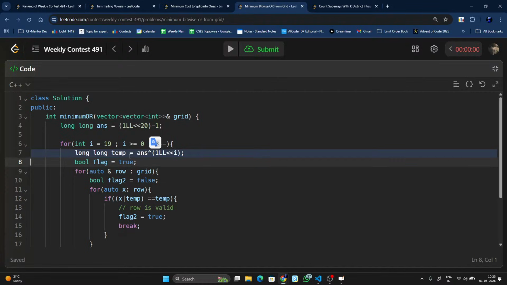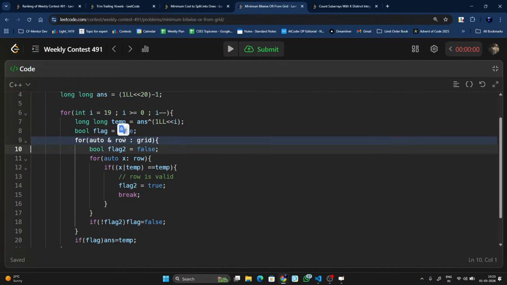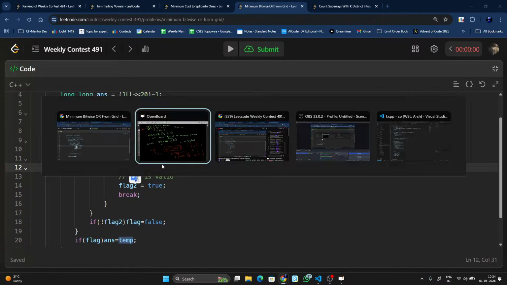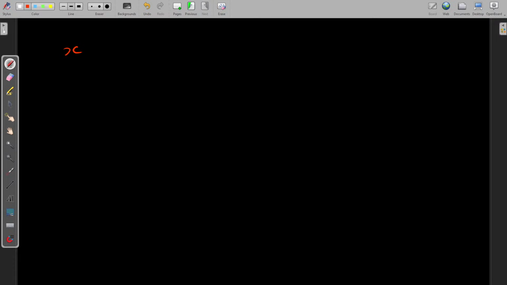So I'm turning the ith bit off temporarily, and I'm checking if there are some more numbers which satisfy this condition: that the ith bit and the bit which we have turned off earlier are all off in the new number. So I'm iterating upon each row of the grid. For each row, I'm checking the bitwise OR of the value in the row with my current mask. So if X bitwise OR temp equals temp.